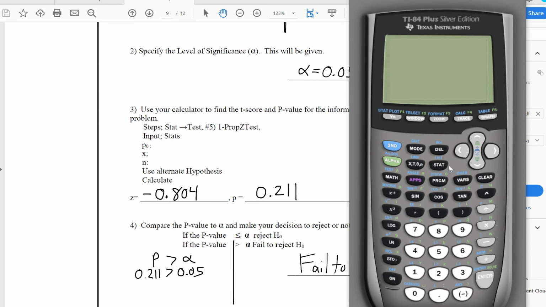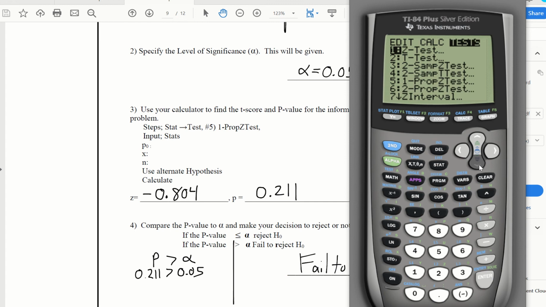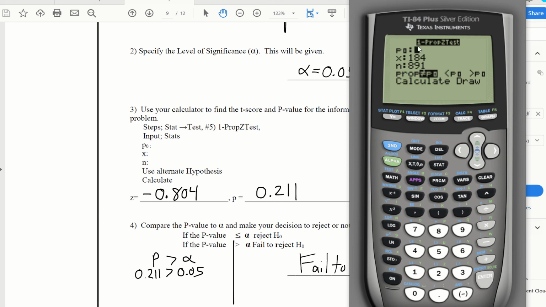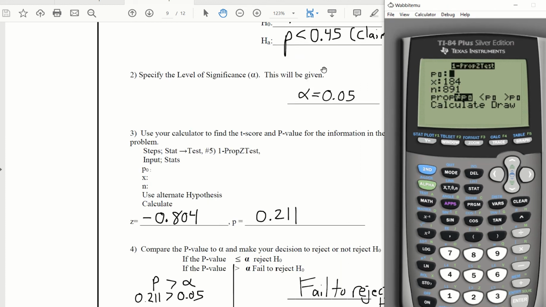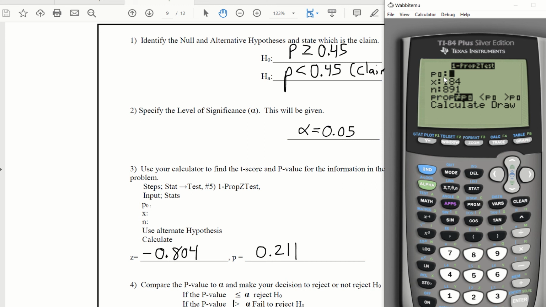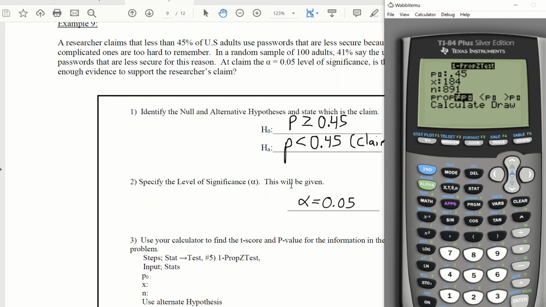If I go to stat, go over to tests, this test is going to be the one prop z-test. So one proportion, and we're going to be doing a z-test for this. We go ahead and hit enter. The p sub 0 plays very much the same role that the mu sub 0 did back in 7.2 and 7.3. This is the proportion that's used in the hypotheses. That's going to be 0.45.